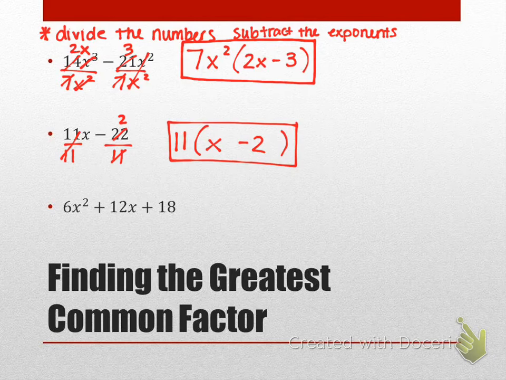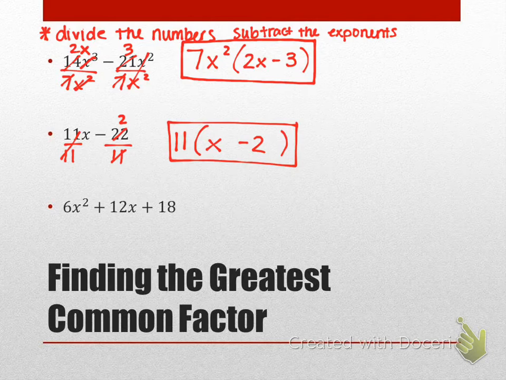Okay? And then the last one, they gave us 3 terms this time. We treat it just like we did the first 2 problems, but this time I've got 3 numbers, 6, 12, and 18. What is the greatest common factor of 6, 12, and 18? 6. You always want to do the biggest number that can come out of all of them. Let me give you a little helpful hint also.